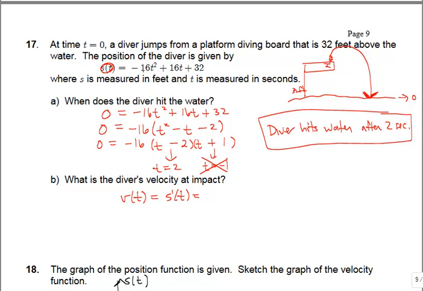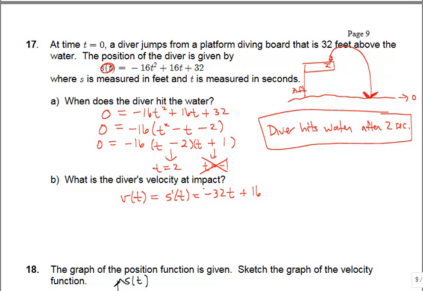And this is a nice polynomial, so we can just use our shortcut rules. The derivative of negative 16t squared, I would bring down the 2, so negative 16 times 2 would be negative 32, and subtract 1 from the power, so the new power on t would just be t. And then the derivative of 16t, the 16 stays put, the t goes to 1, and then the derivative of 32 goes to 0. So here's my velocity function.